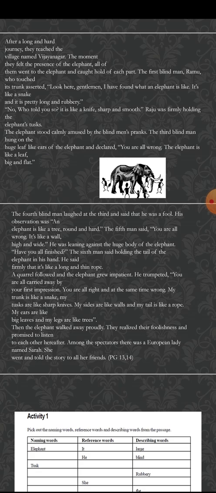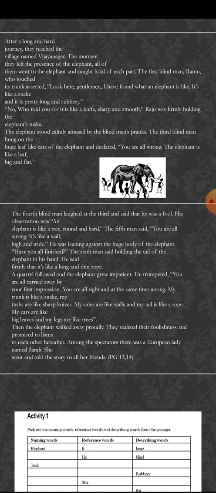"No, who told you so? It is like a knife, sharp and smooth." Raju was firmly holding the elephant's tusks. So the first person, Ramu, held the elephant's trunk and thought the elephant is like a snake, pretty long and rubbery. Whereas Raju, the second blind man, held the tusks of the elephant, and he felt that it is like a knife, sharp and smooth.